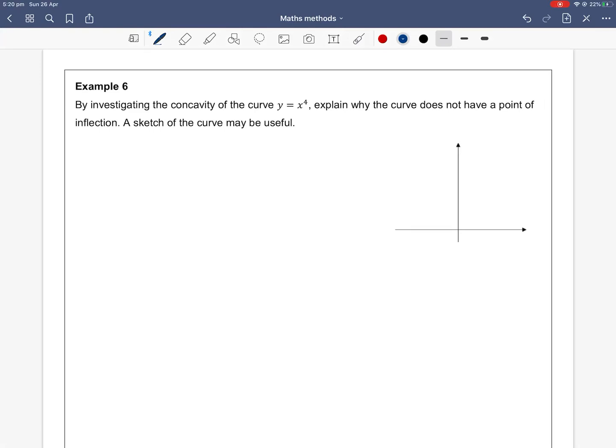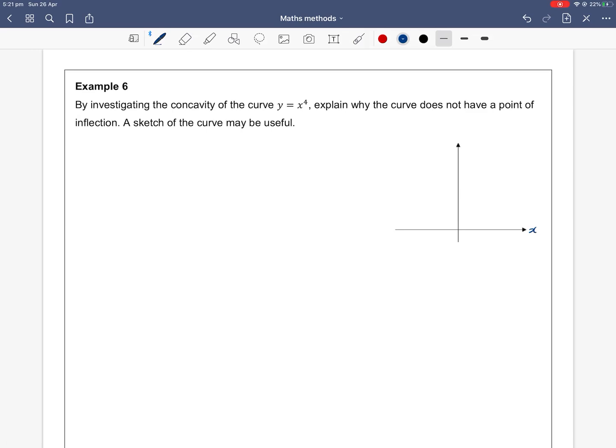Okay, so let's finish off today's concavity and point of inflection with example 6. It says here, by investigating the concavity of the curve y equals x to the 4, explain why the curve does not have a point of inflection. A sketch of the curve may be useful.